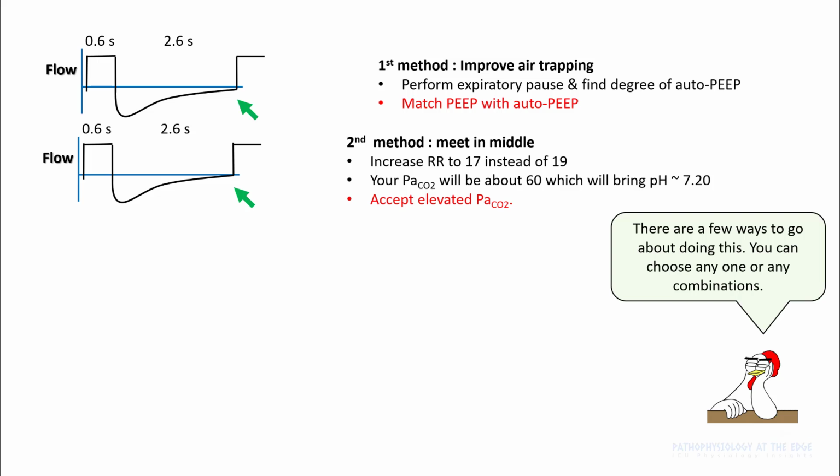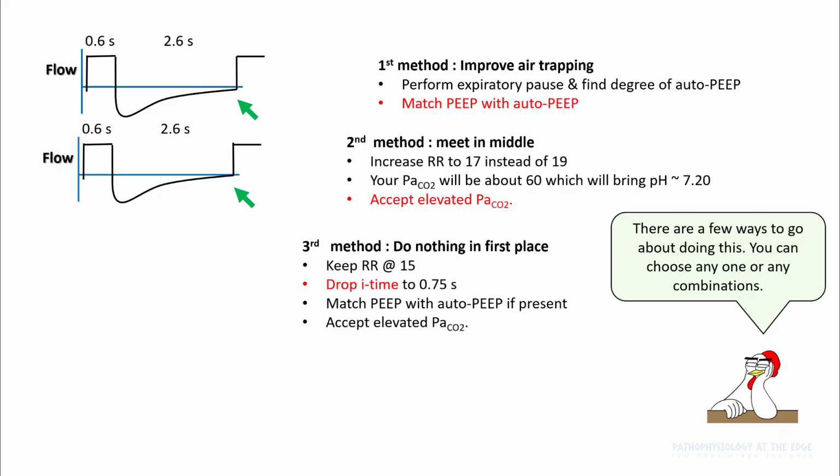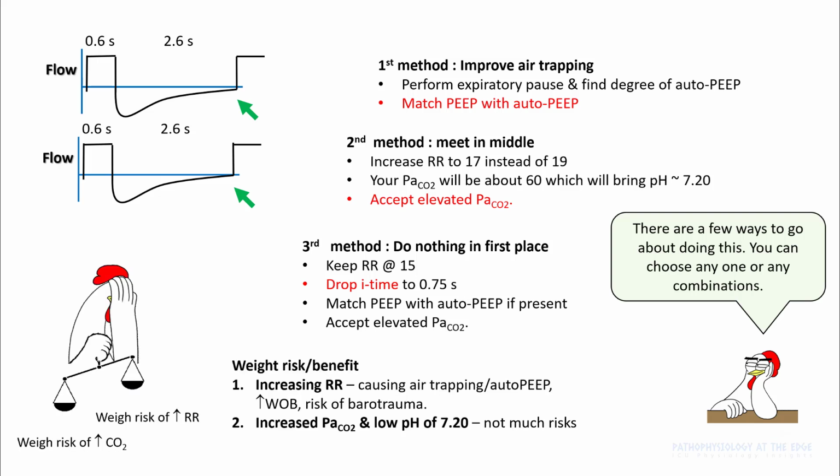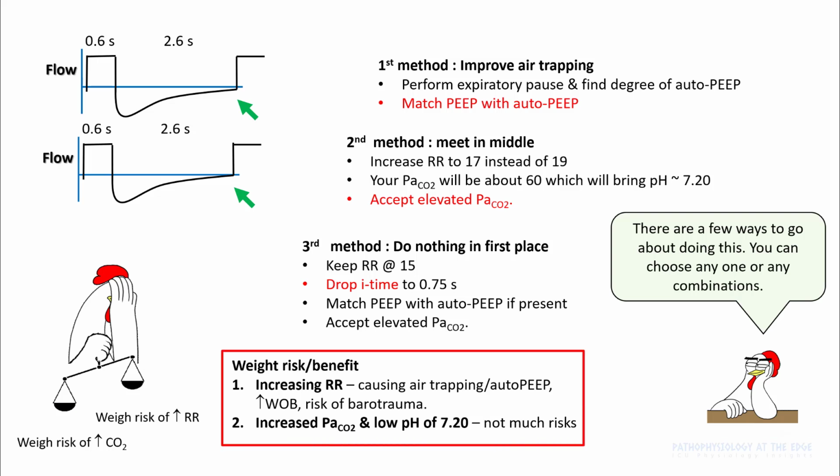Your PaCO2 will improve, your pH will improve slightly, and you can accept that elevated PaCO2. Third method is do nothing in the first place. Keep your respiratory rate at 15. Drop your I time to 0.75 and match PEEP with auto PEEP and accept the elevated PaCO2. One of the most important things is every patient is unique and has very different needs. Weigh the risk and benefit of increasing your respiratory rate and accepting high carbon dioxide levels.